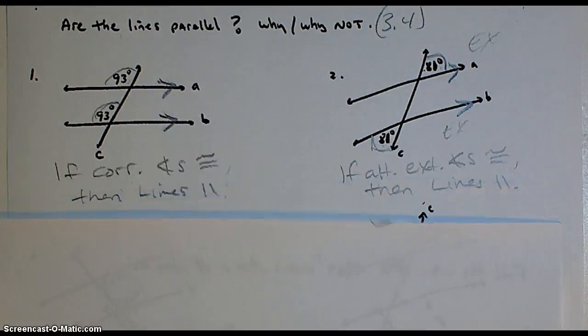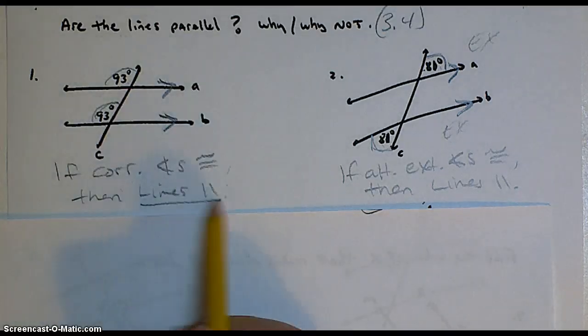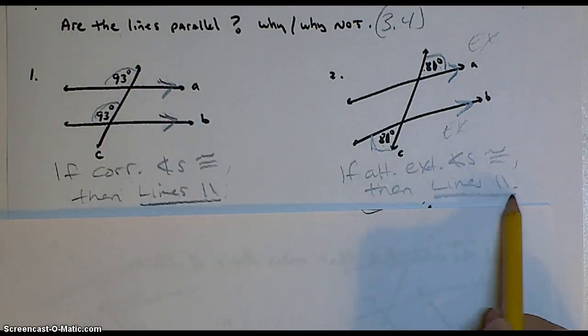So your if-then statements are going to look something like this. Whereas before we were always writing if lines are parallel, then blah, blah, blah. Now we don't know if the lines are parallel, so that comes last. That's our conclusion.